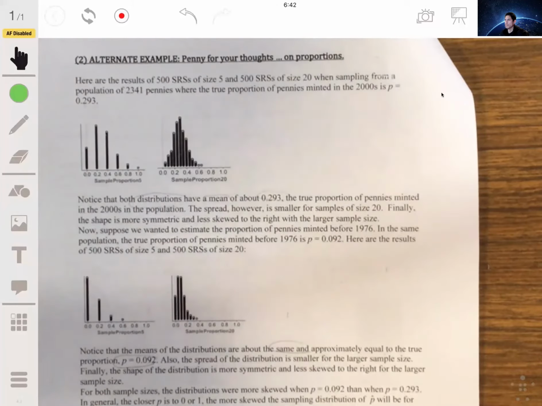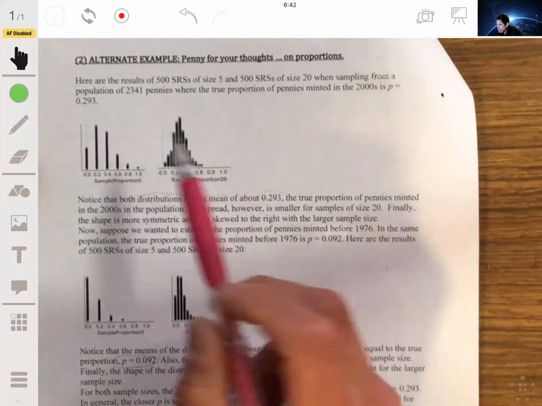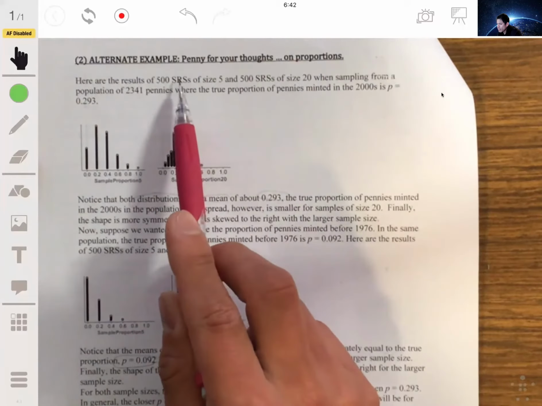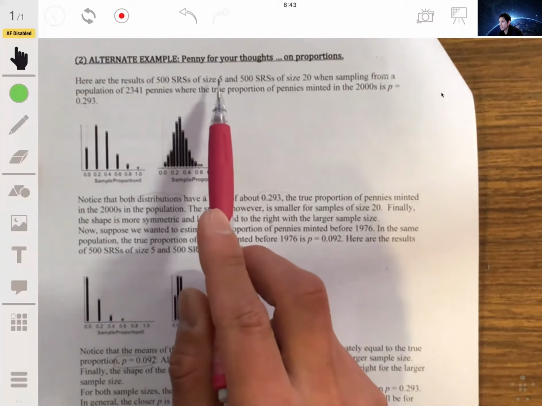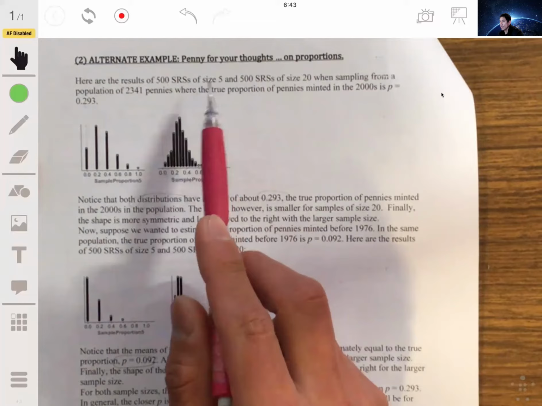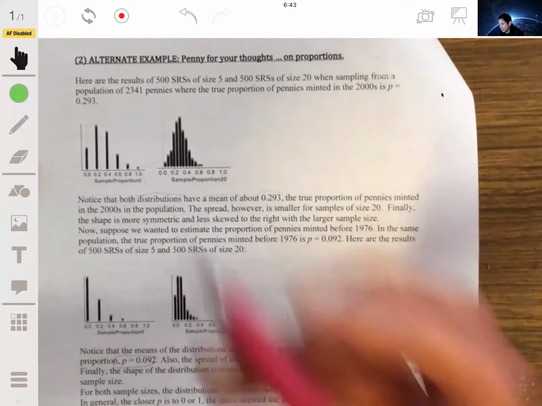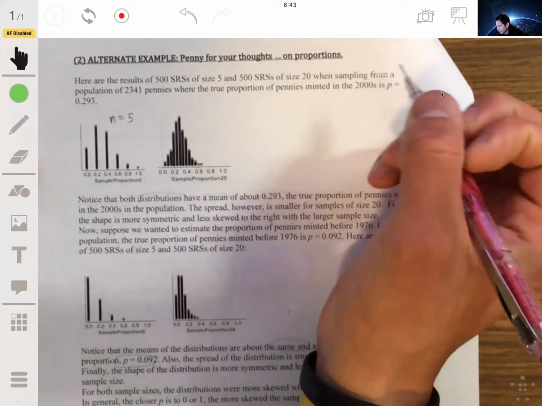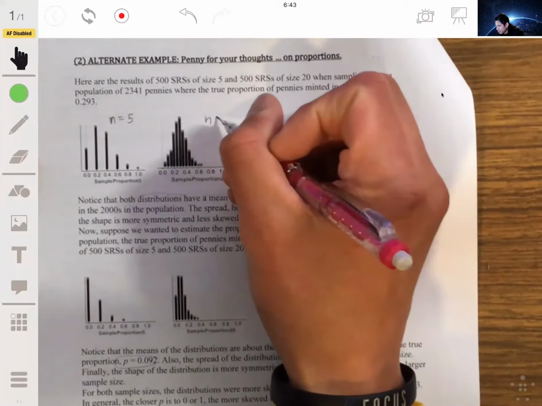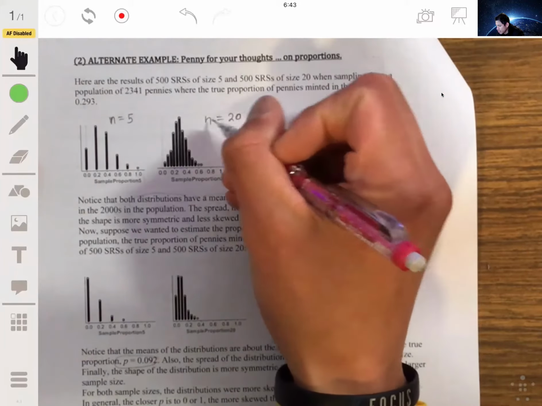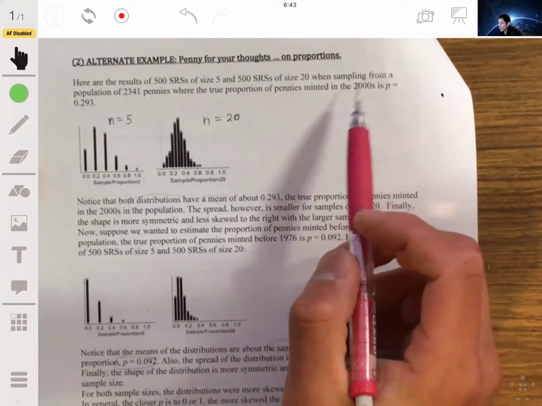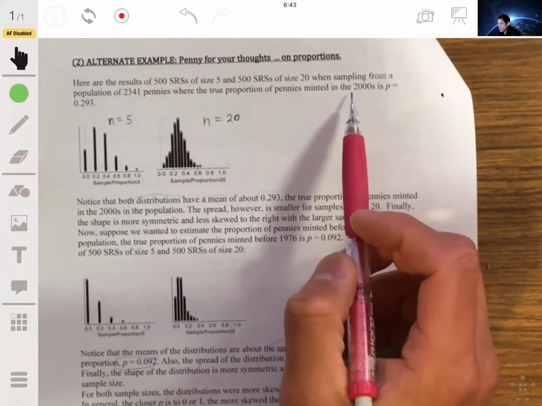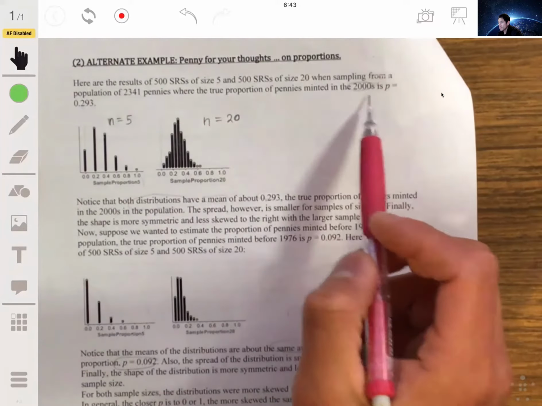All right, so let's look at this example. Here we have 500 simple random samples of size 5 on the left here. So let's put an n equals 5 so we can make more sense. Each sample is a size 5. And over here, each sample was a size 20. And we were looking at the proportion of pennies that were minted in the 2000s.